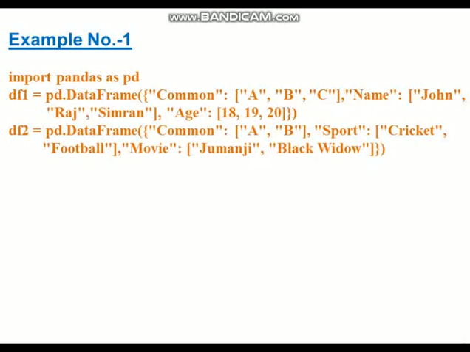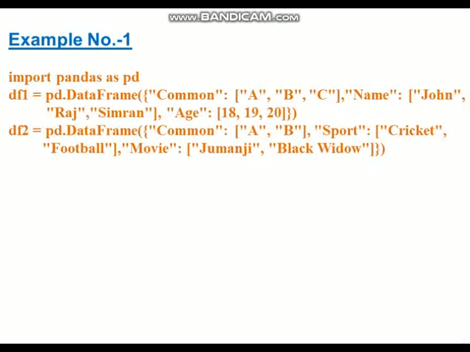And the second data frame df2 has columns like common keys. So in both the data frames, common is a key, and it has values like A, B. The second key is sports, with values like cricket, football. Movie is the third key, with values like Jumanji, Black Widow, within the brackets of the second data frame.